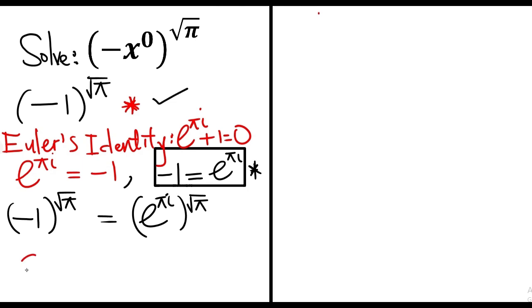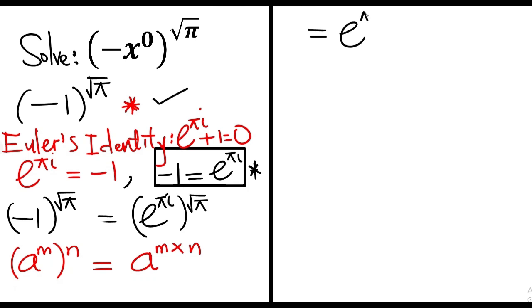According to an index rule, if I have a to the power of m in parentheses and then another power n, I can multiply the power inside the parentheses and the power outside together, giving a to the power of m times n. Now I have e to the power of pi multiplied by i, then multiplied by root of pi. Definitely I can relate these together, knowing fully well that the root of pi is just the same thing as pi raised to the power of half.